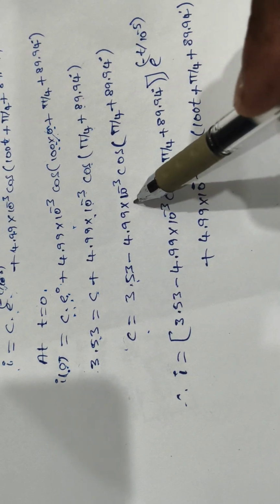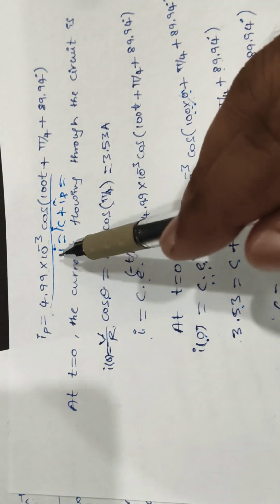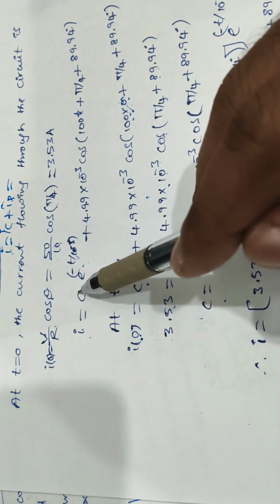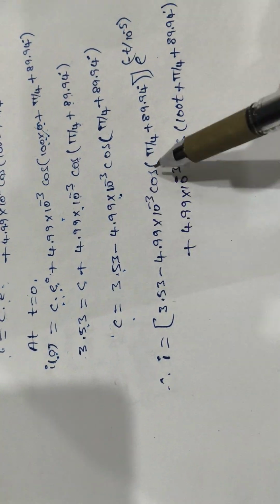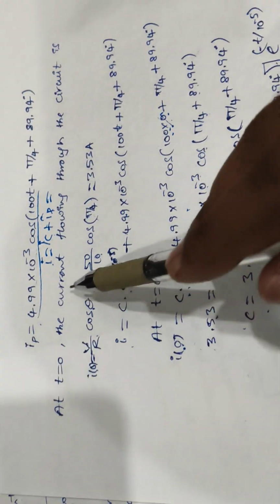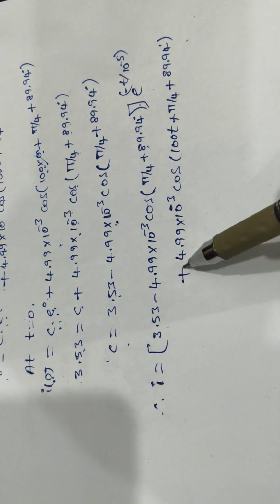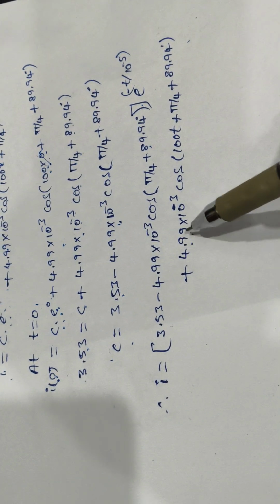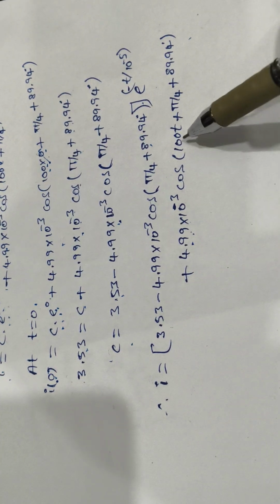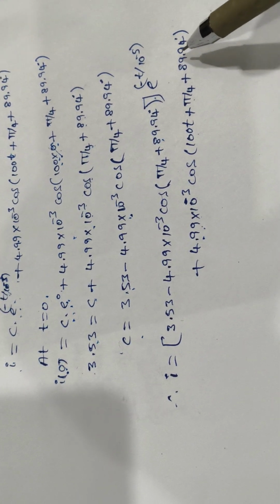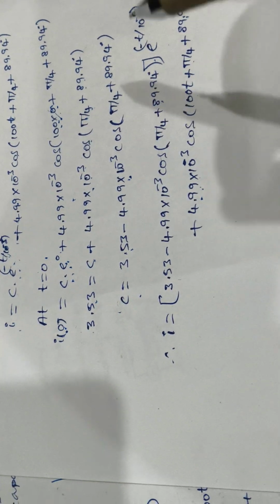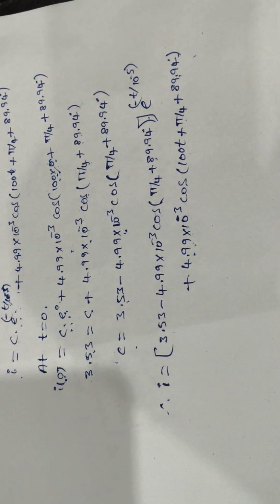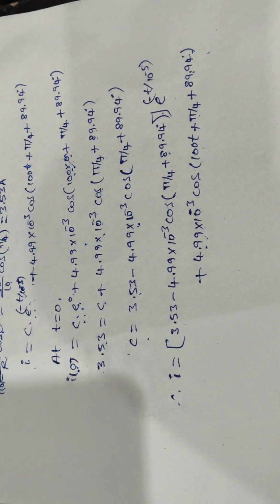Substitute that C value in this I equation, so that the C value is substituted here into e power minus t by 10 power minus 5, plus IP, which is equal to 4.99 into 10 power minus 3 cos(100t plus pi by 4 plus 89.94). This is your solution. So in this way we can find out the current response in AC circuits. Thank you.